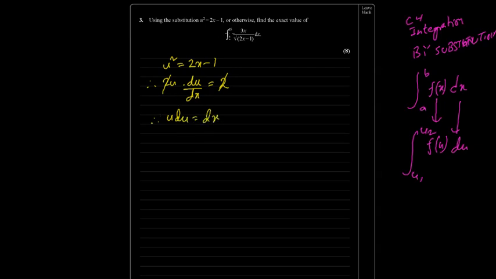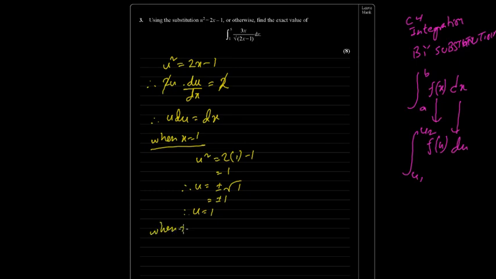Now let's do the limit. It's always a good idea to do the limits first actually. So the first limit, the Cartesian limit, x equals 1, then u square would be 2 into 1 minus 1, which is 1. So u is plus minus square root of 1 when you send the square to the other side, so it is plus minus 1.